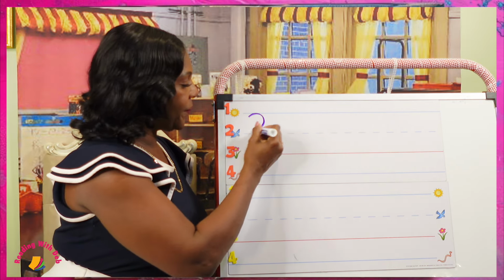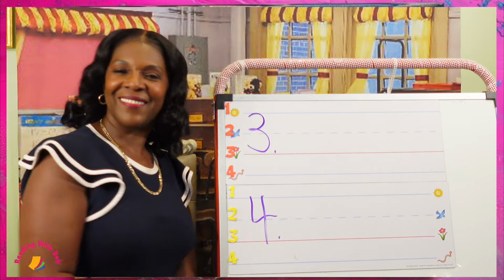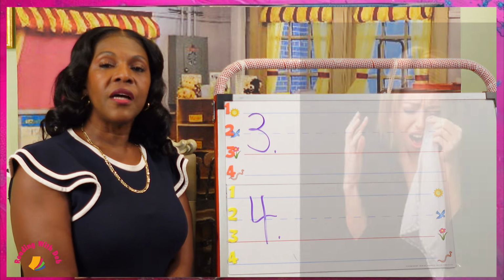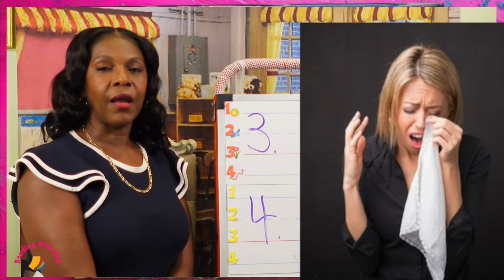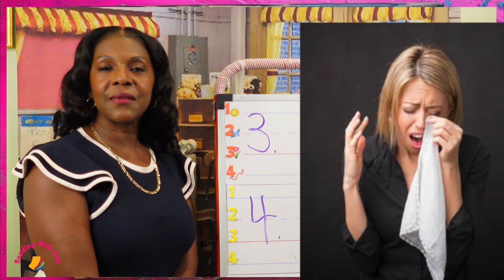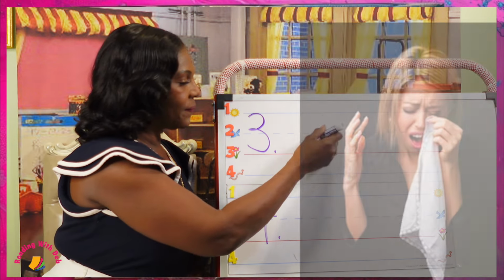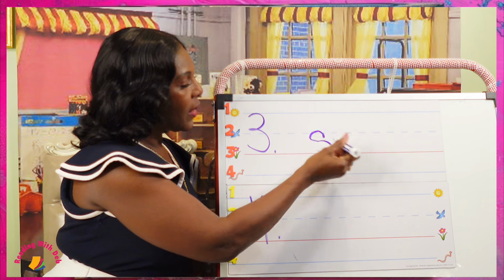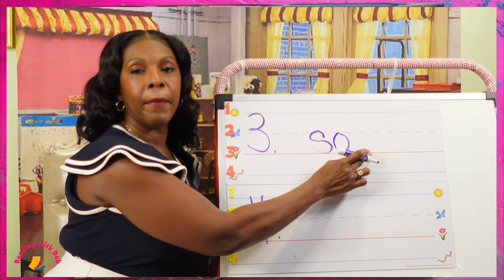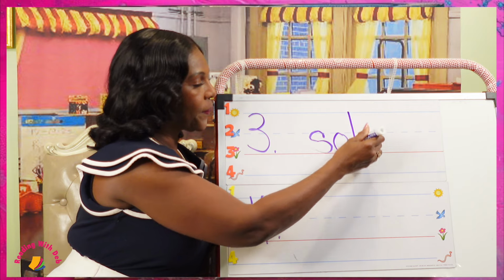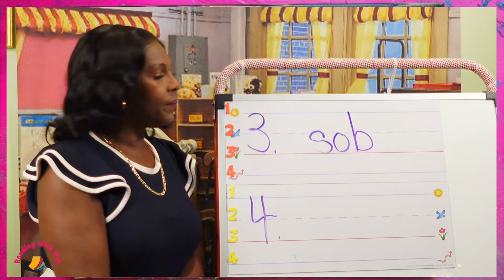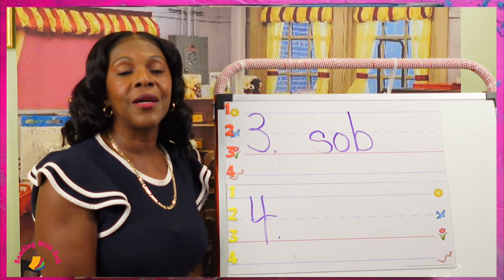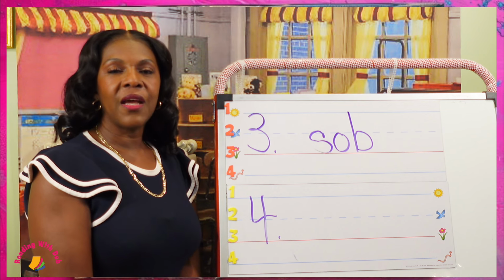Number 3 and then 4. Number 3, the word is sob. Sob. I hear S. I hear the S. Sa-a-a. That is the O. Sob. I hear the B. How do we spell sob? S-O-B. Sob. Number 4. The word is jab.